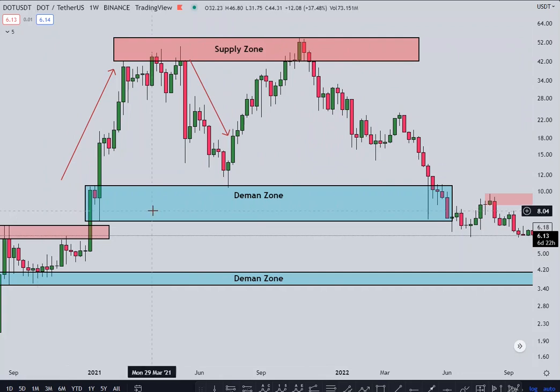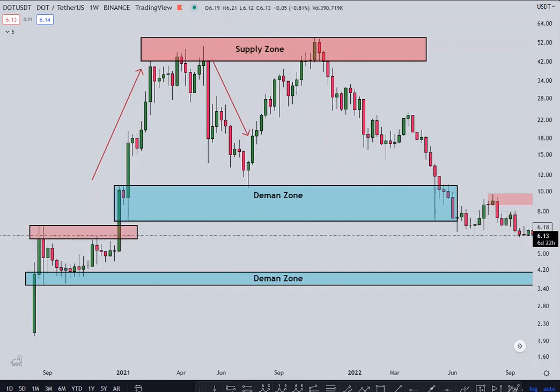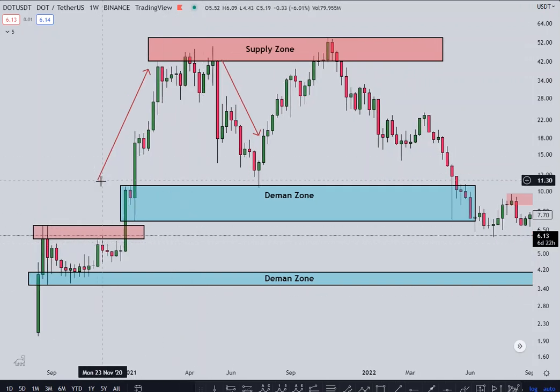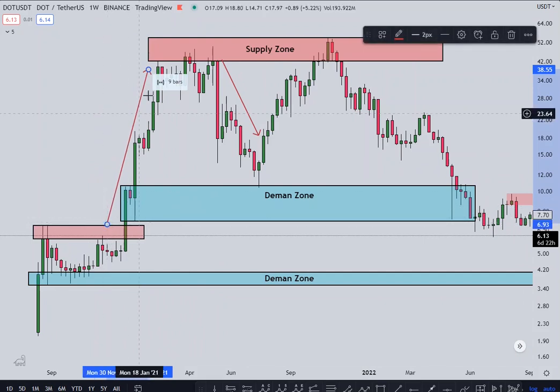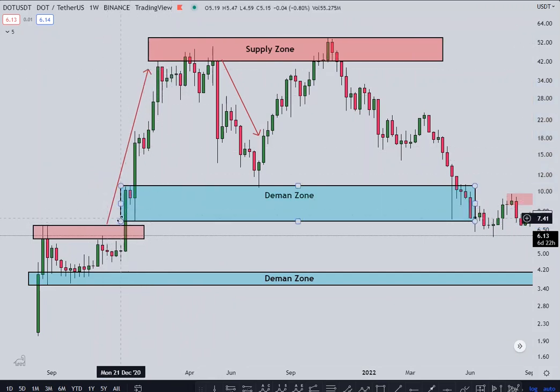Let's take a look at the demand zone. The candlesticks or bars that make the origin of a strong uptrend are called the demand zone or accumulation zone. Here, for example, we have a very strong move to the upside in this area, and here is the origin of this move. So we can mark this area as the demand zone.